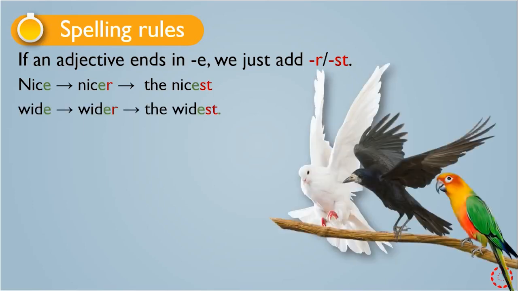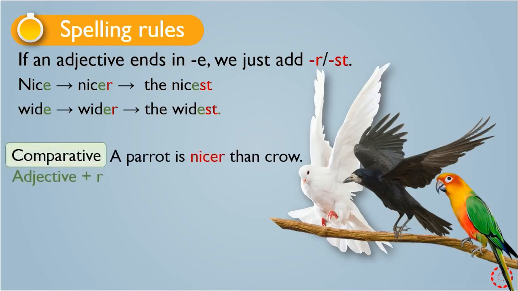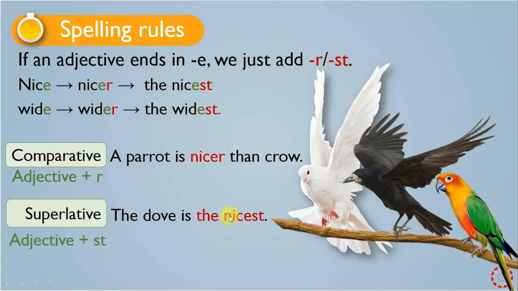We have examples in sentences. For the comparative, a parrot is nicer than a crow, nicer. And for the superlative, we say the dove is the nicest, the nicest.